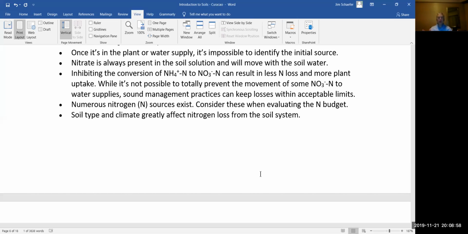So my personal opinion is you cannot say that enough, Chris. It's something to be repeated quite often. Okay, yeah, I'll make a point of it. Yeah. Soil type and climate greatly affect nitrogen loss from the soil system. We've talked about that quite a bit already.